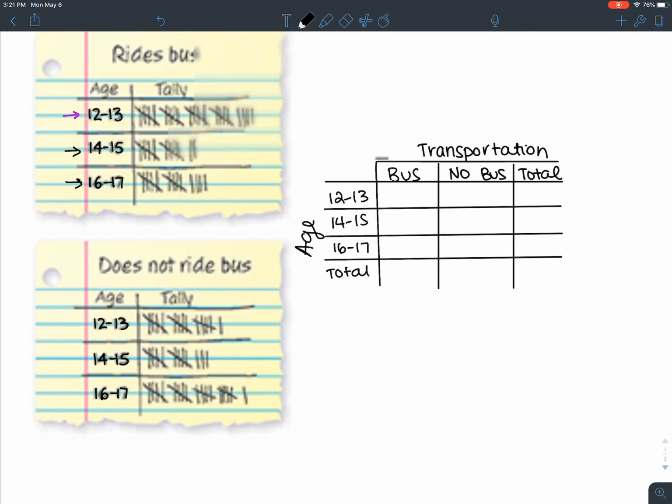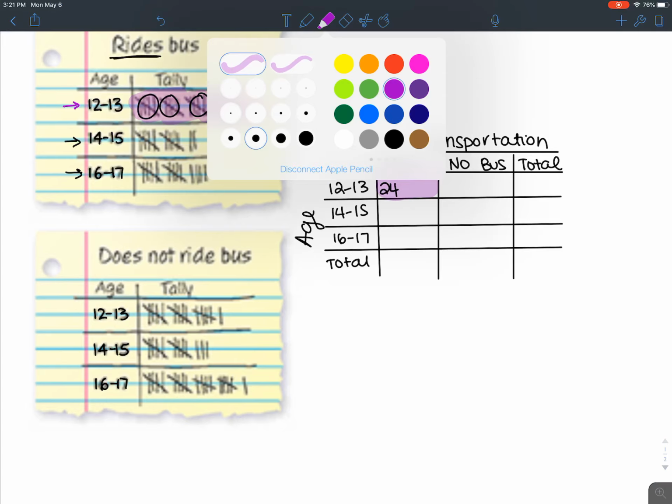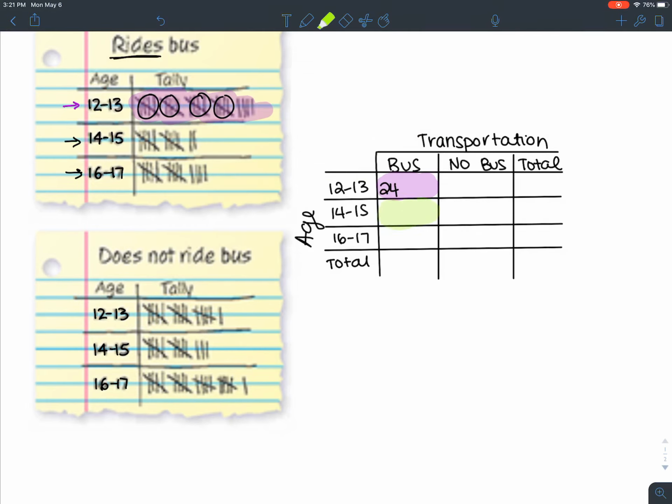So then if we were to make a table from this, we can count up that people who rode the bus and are between 12 and 13 are these numbers right here. So we've got 5, 10, 15, 24 for that one. And we're going to leave a little bit of space because we're going to put another number in there too. So then if we looked at the people who rode the bus but are between ages of 14 and 15, that's over here. So we have 5, 10, 12. And then we can do the same thing for people who are in the bigger age group and rode the bus. And there are 5, 10, 14.